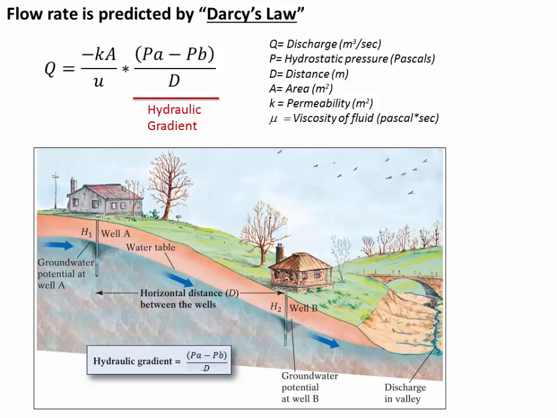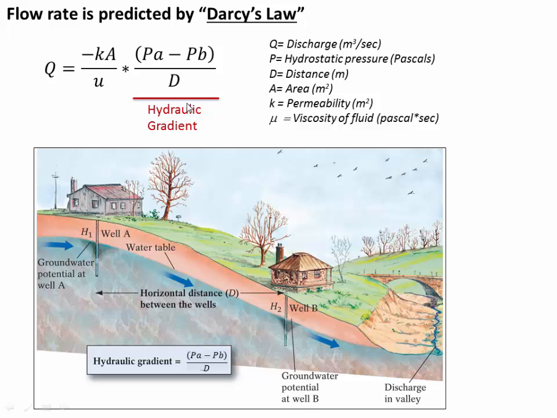That's given by something called Darcy's Law, which says that discharge from a point, or Q, is proportional to the permeability, K, times the area through which the water is flowing, divided by the viscosity of the water. And keep in mind, we can change viscosity, for example, if we were watching oil flow through an aquifer instead of water. And all of that multiplied by the hydraulic gradient here, which we've already seen is given by the pressure difference between two points divided by the distance between them.